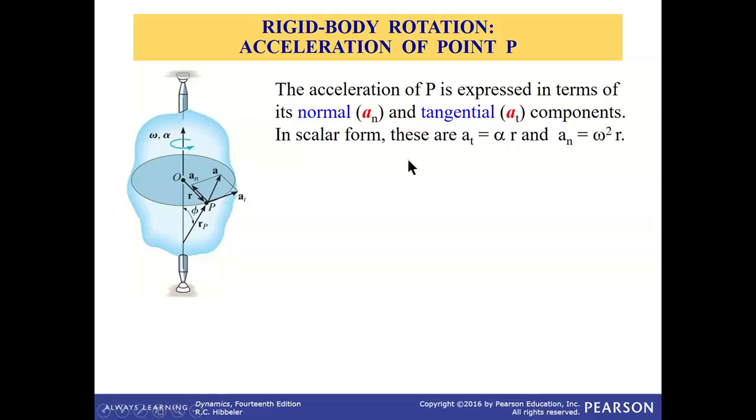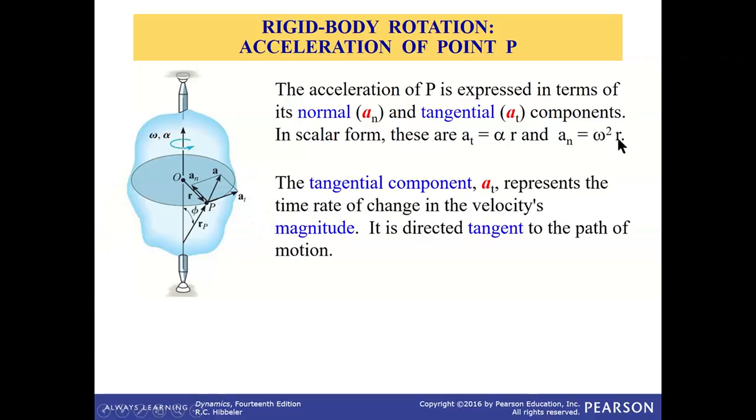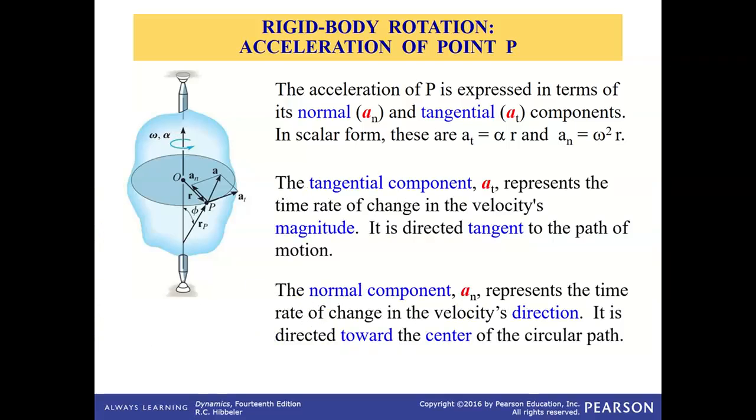Tangential component of the acceleration of P can be defined as AT, where T stands for tangential. It's alpha multiplied by r, where alpha is the angular acceleration and r is the magnitude of the position vector. Similarly, normal component of the acceleration is defined as omega square r, where omega is angular velocity and r is the magnitude of the position vector. We can also apply cross product equation to calculate normal and tangential component of the acceleration.